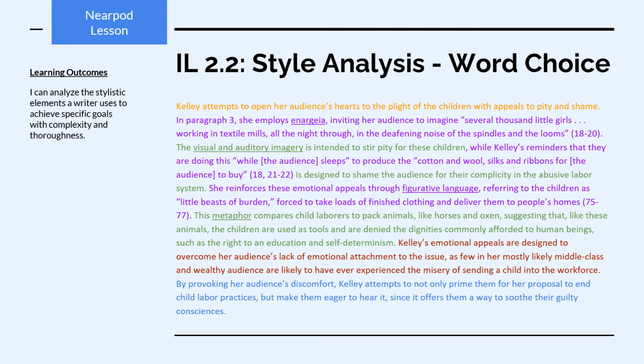And then the rest of my paragraph is pretty much the same as it's always been. Kelly's emotional appeals are designed to overcome her audience's lack of emotional attachment to the issue, as few of her mostly middle class and wealthy audience are likely, blah, blah, blah. We've seen the rest of this paragraph before. So this is how you would insert or add style analysis to help enhance your rhetorical analysis.